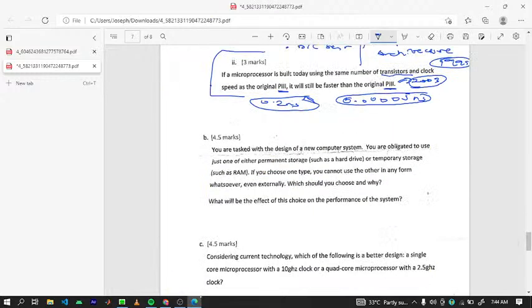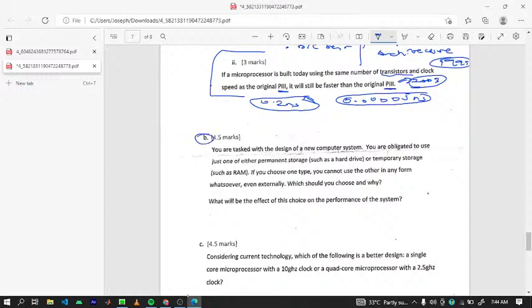So yes, if it's built with the same transistors and clock speed, you have to explain as I said. These are justification questions. You have to justify why you are saying what you say. There's no inherently right or wrong; it's the arguments that will make it right or wrong.